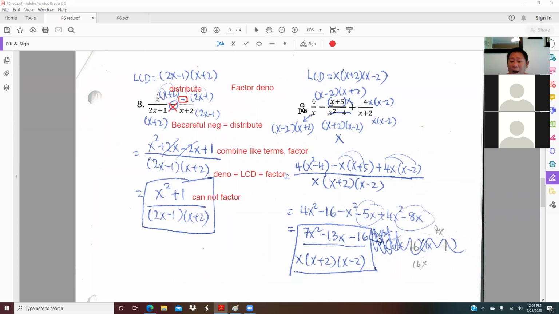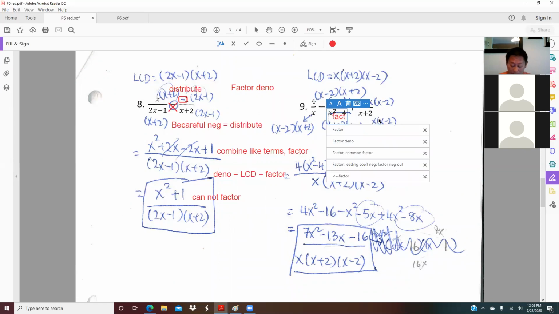Example again is like question 9. Question 9, you get this denominator. First thing is you have to find your LCD. So what you need to do first is you have to factor. So this one can be factored. The x squared minus 4 can be factored because it's a perfect square of x plus 2 and x minus 2.